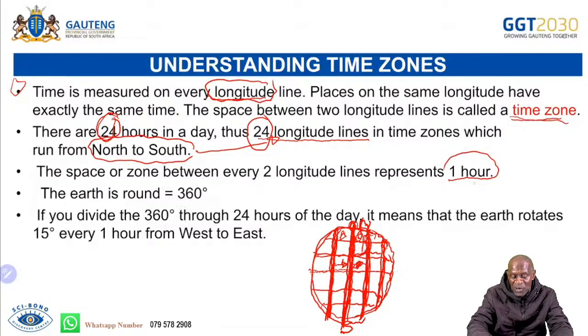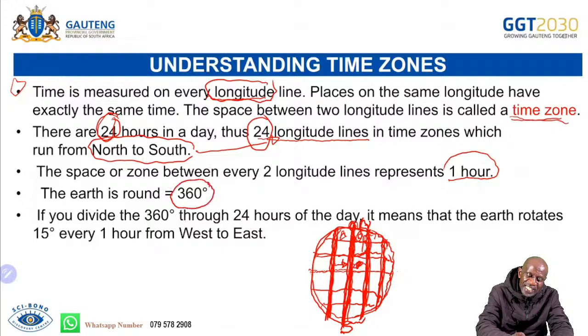The earth is round, and to complete this cycle, this revolution, it takes 360 degrees. This you must have learned in other subjects like mathematics and geography, that the earth is round. This explains the shape of the earth, and it takes 360 degrees to complete this cycle.